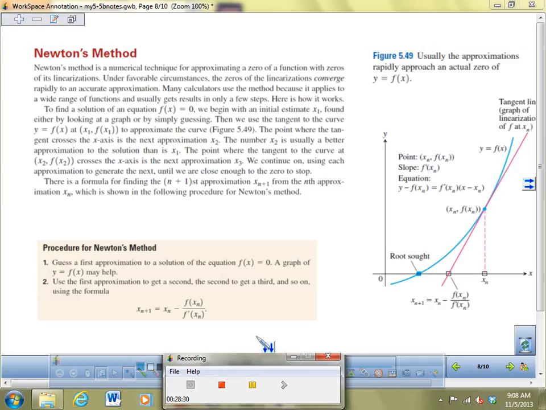So, for any function, so this is some function over here, you want to figure out what the zero of that function is. Well, now we have algebraic methods like the quadratic formula, and we have graphing calculators that can figure it out. But your calculator is actually using Newton's method in a lot of cases to find that zero.